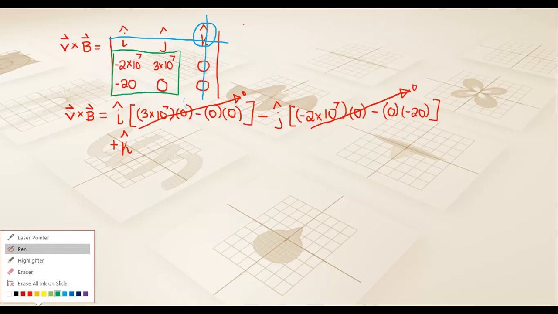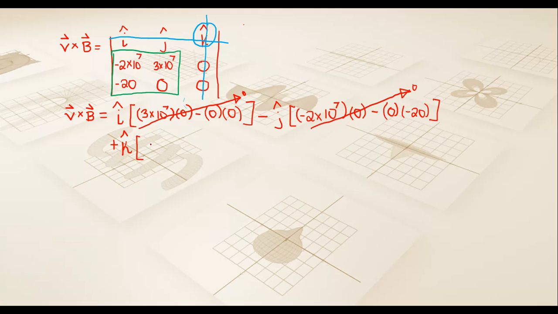Okay, so then this would be negative 2 times 10 to the 7, multiply by 0, subtract 3 times 10 to the negative 7, multiply by negative 20. Okay, this part goes away because it's multiplication by 0. So the only thing we're going to be left with here is whatever the product of this is going to be. So therefore, we'd have V crossed with B.